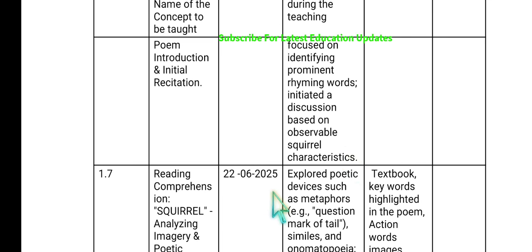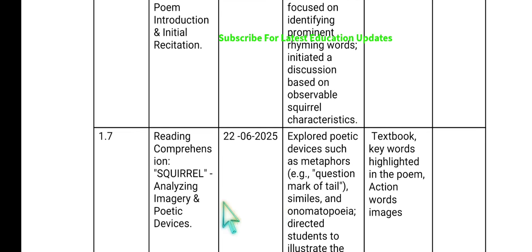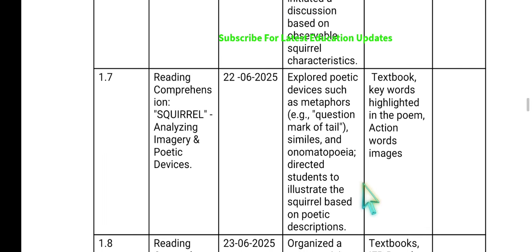So, reading comprehension, analyzing imagery and poetic devices. We can say the poetic devices are metaphors, like 'question mark of a tale', right? This is an extracted word from the given stanza. Similes and onomatopoeia, directing the students towards illustrating the squirrel characters based on these poetic descriptions by Armstrong.